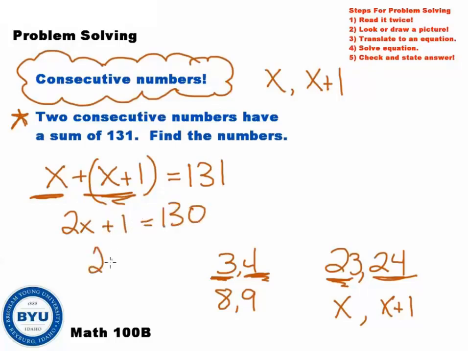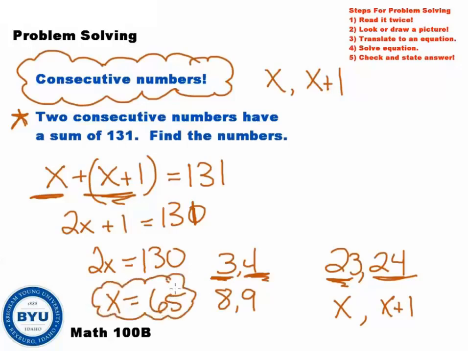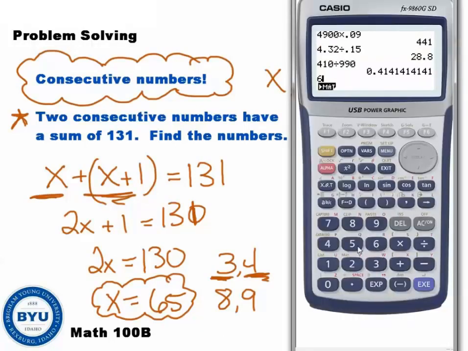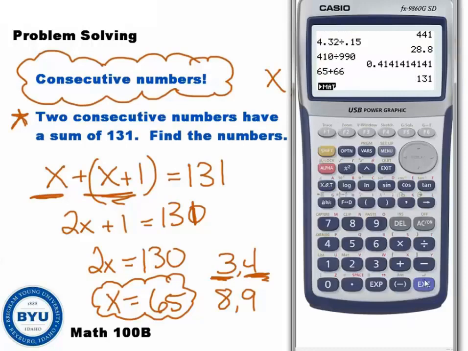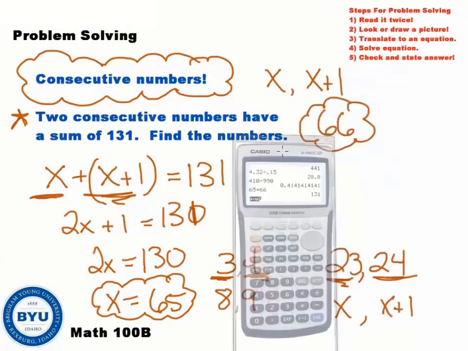We subtract the 1, I get 2x equals 130. Sorry, this should have been still a 1 here. I was getting ahead of myself. And then I divide by 2. 130 divided by 2 comes out to be 65. So my first number is 65, and the consecutive number would be 1 more than that, which would be 66. Those are my 2 numbers, and if you tested it out, 65 plus 66, yes, comes out to be 131.